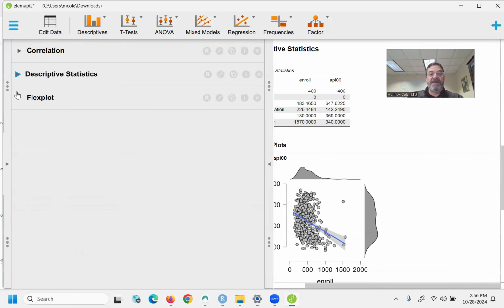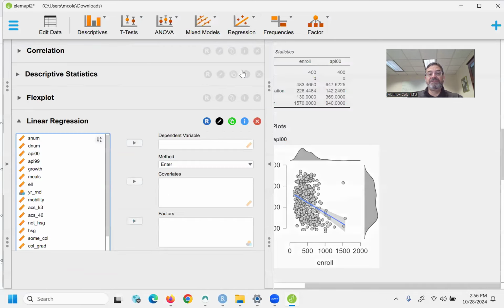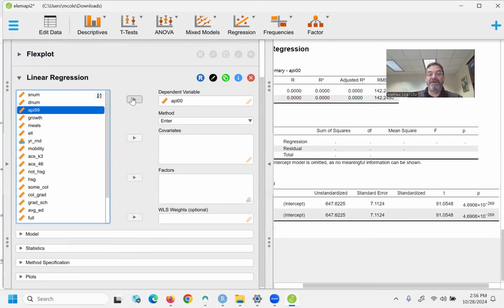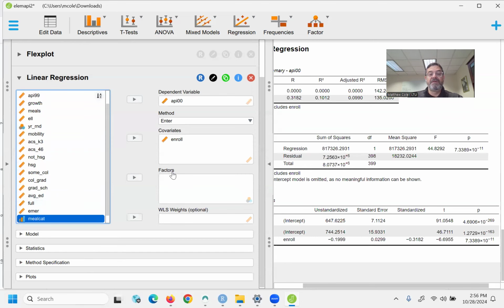So let's come back up here to regression, linear regression. And now we're specifically saying API is going to be our outcome variable. Our covariates, this is where we add in our predictors. If it's a continuous variable, it goes here under covariates. You can see the symbol for continuous is the scale. We can add a predictor that's a factor. That's the categorical variable symbol, right, for the nominal variable. We'll practice that in a moment. Let's put enroll here now.